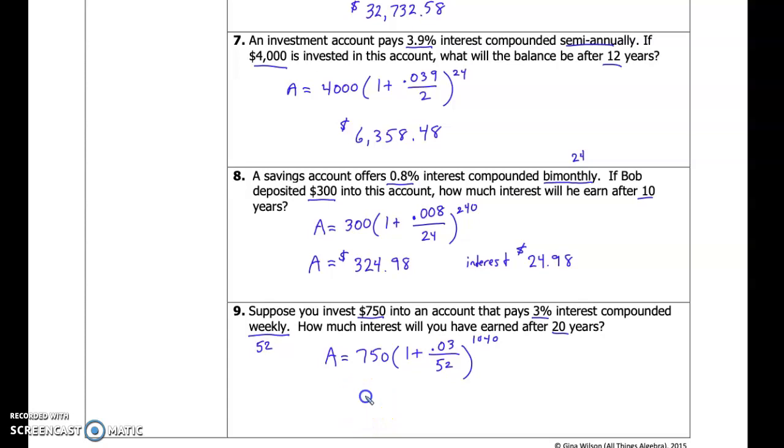We find that you have a total of $1,366.35. Okay, that's the total amount of that. Okay, subtract out the $750 that you started with. $616.35 is going to be your interest.